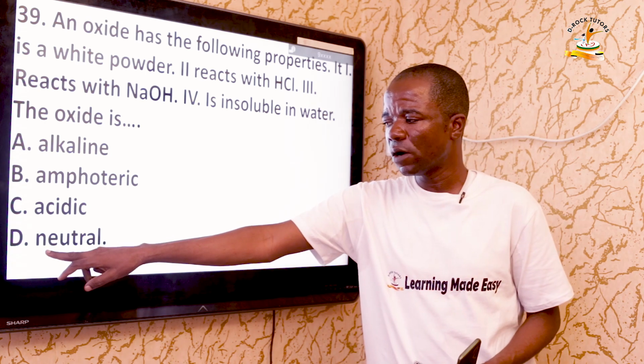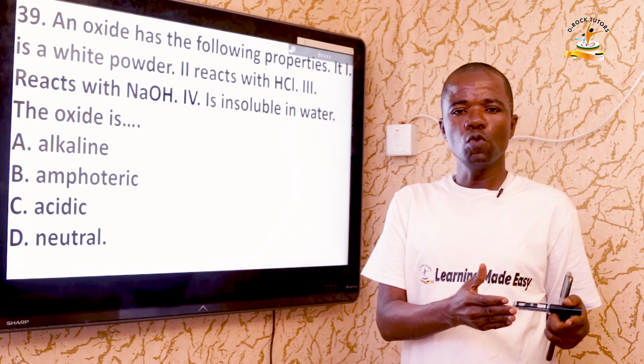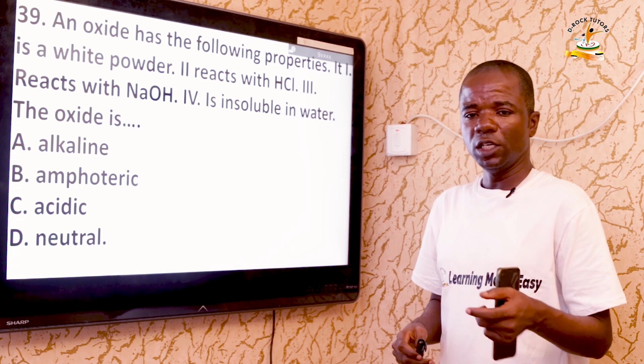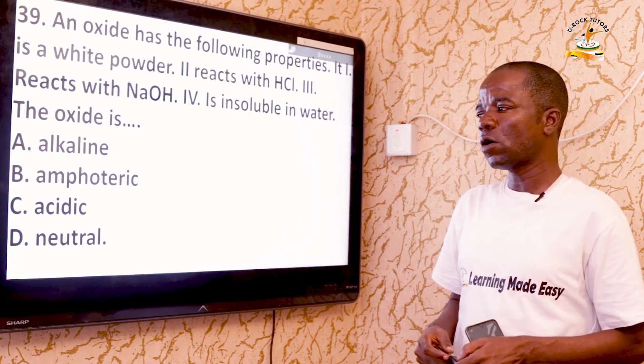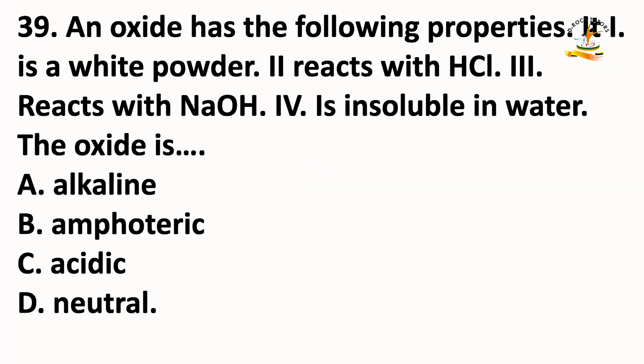If I think about neutral oxide, water, H2O, is a neutral oxide. Nitrogen 2 oxide, NO, is a neutral oxide. Carbon 2 oxide, CO, is a neutral oxide. And dinitrogen 1 oxide, N2O, is a neutral oxide. But an oxide that can react with an acid like hydrochloric acid and react with a base like sodium hydroxide is an amphoteric oxide, option B. Let's go to number 40.